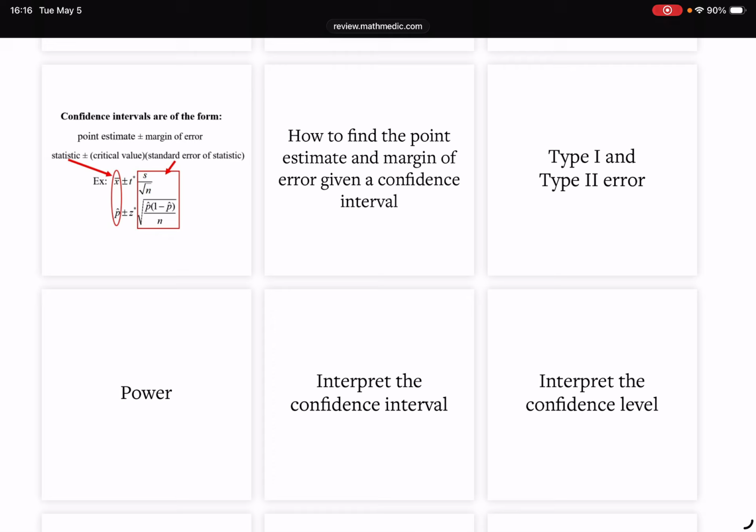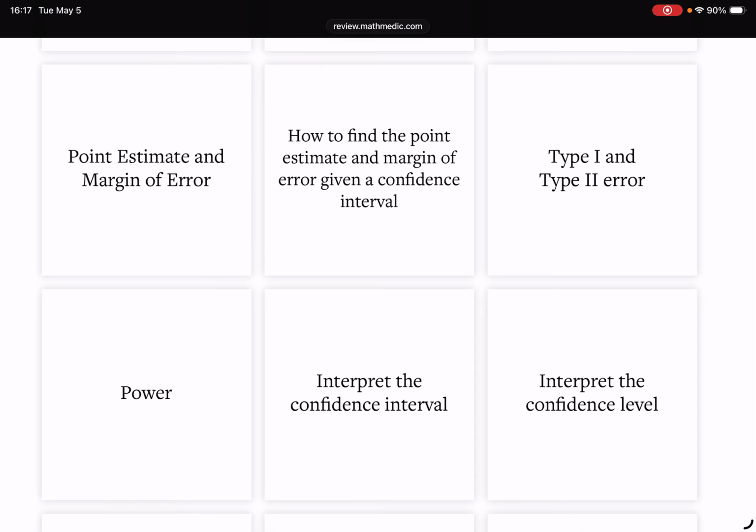That would be the first one that you see. Or it can be written, I believe this is how it's written on your formula chart: statistic plus or minus the critical value times the standard error of the statistic. The statistic is always your x bar or your p hat, depending on mean or proportion. Your critical value is either your z star or t star value based on the distribution. And your standard error of statistic is whatever your standard deviation is for that problem.